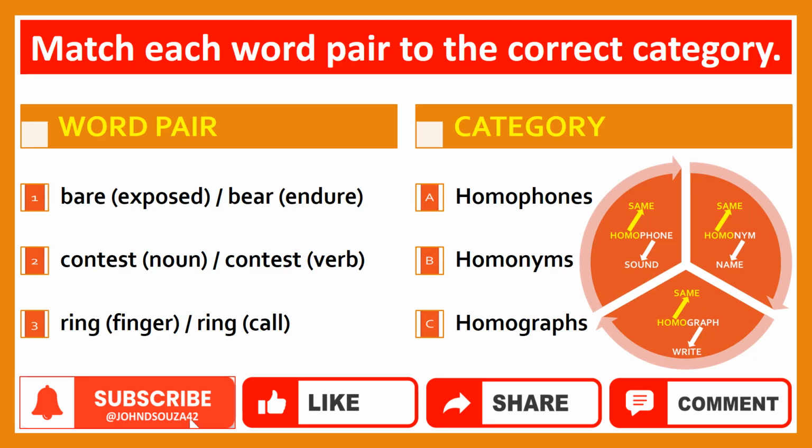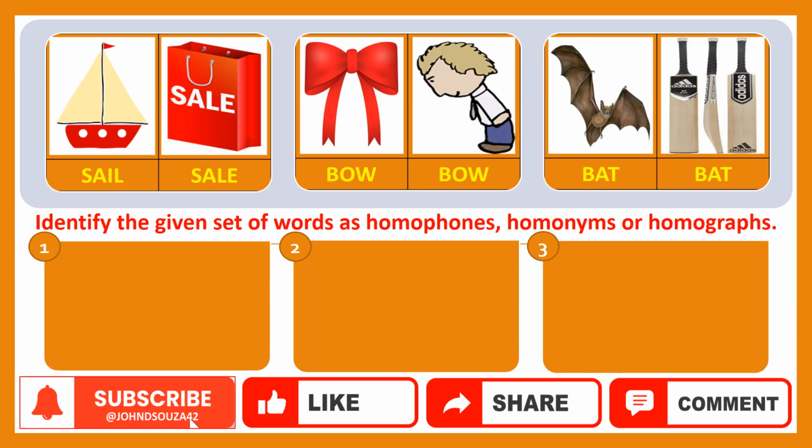Let's begin with word relationship recognition. Match each word pair to the correct category before we reveal the answers. First pair of words are homophones, second homographs, third homonyms. Let's begin the image recognition. Identify the correct category of each word pair before we reveal the answers.